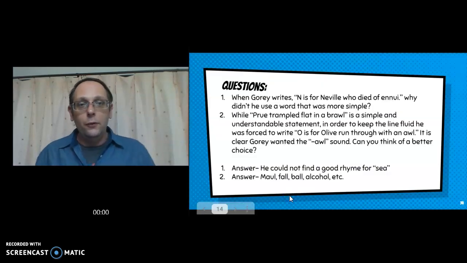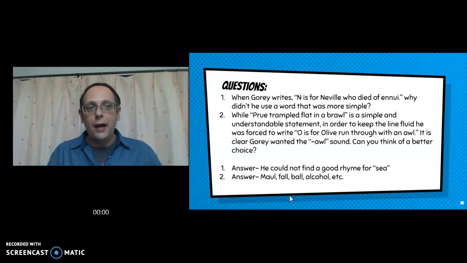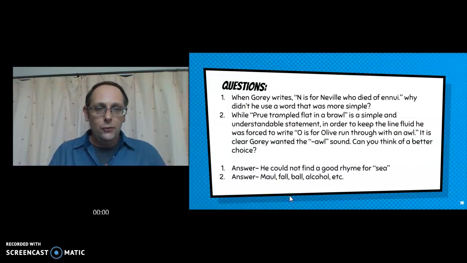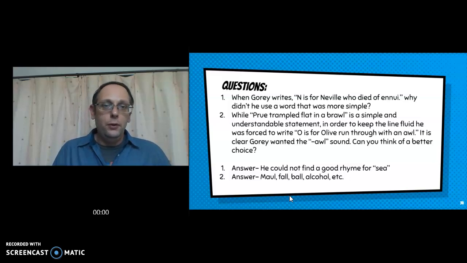So, question: when Gorey writes "N is for Neville, who died of ennui," why did he use that word when there's way more simple words to use? Question 2: while "Prue trampled flat in a brawl" is a simple and understandable statement, in order to keep the line fluid, he was forced on the next line to write "O is for Olive, run through with an awl." It's clear Gorey wanted that "awl" sound, but can you think of a better choice? Because there are plenty of better choices, and it's just a really curious rhyme to choose.